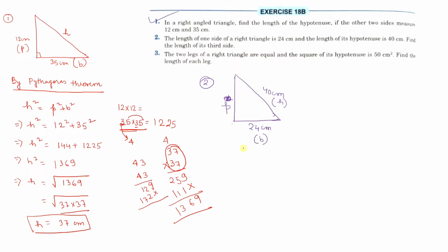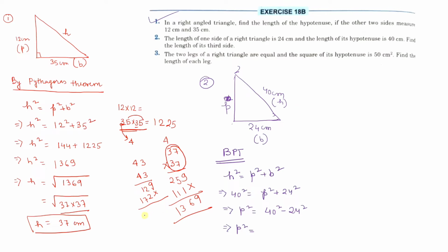Okay, so using the Pythagoras theorem, write down here, by Pythagoras theorem, the hypotenuse square will be equal to perpendicular square plus base square. So the value of hypotenuse is 40, so 40 square is equal to p square plus 24 square. Next, here you have to find the value of p square. So 40 square minus 24 square, this plus 24 will become minus 24. So first you have to find out the value of 40 square.